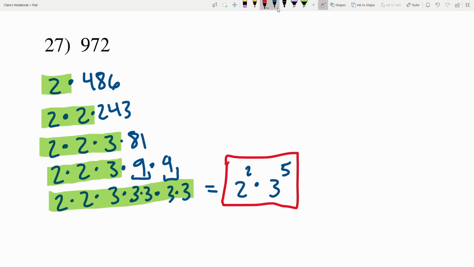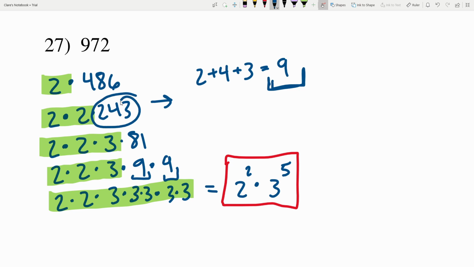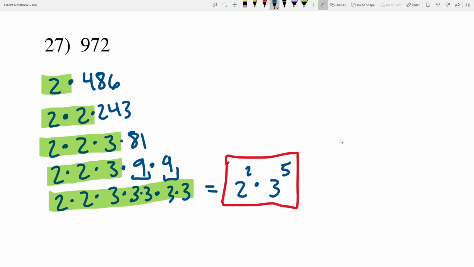And another way I could have done this problem is when I got to 243, 2 plus 4 plus 3 equals 9. I could have realized that it was divisible by 9 here and divided this by 9 first, which then I could have broken up as 3 times 3. So regardless of how you do it, as long as you keep track of your numbers and those prime factors that create those factors of your original number, you'll get to the prime factorization.